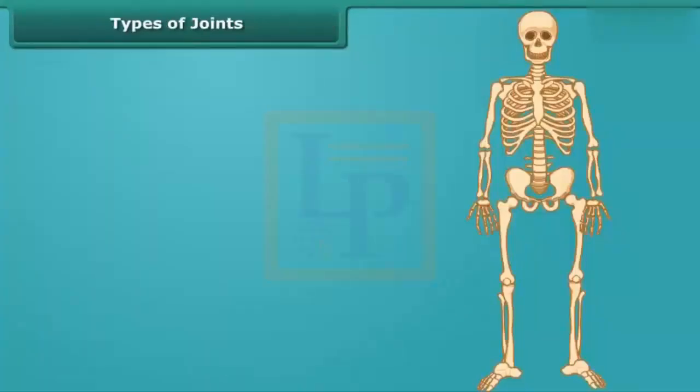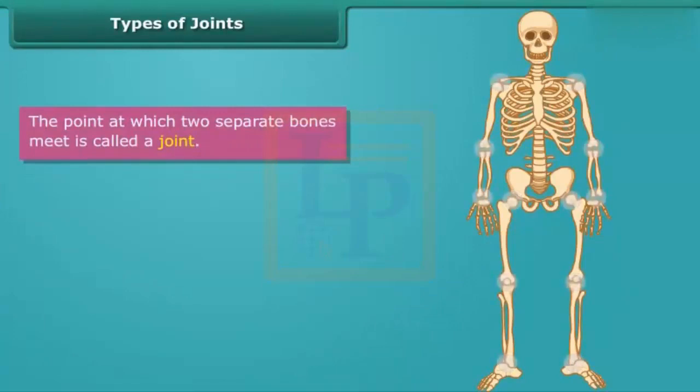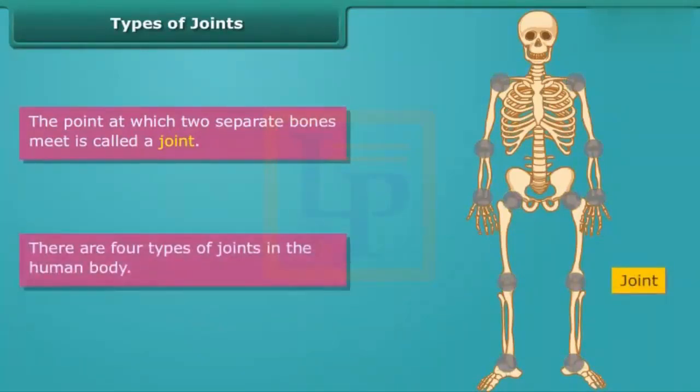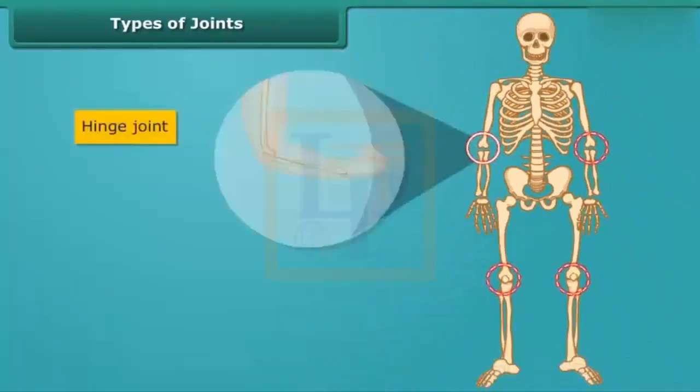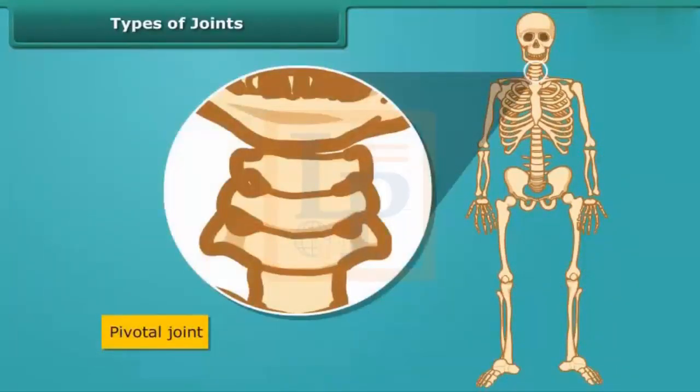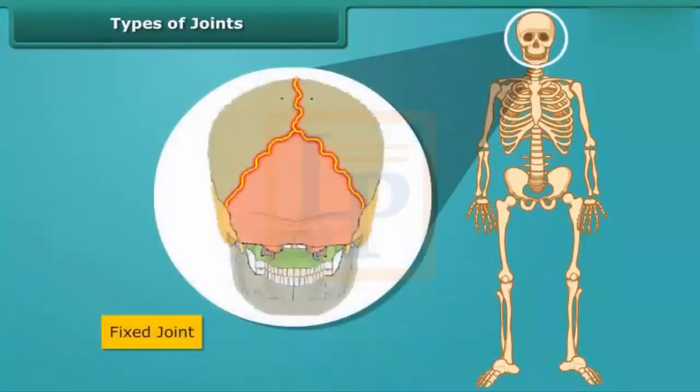Types of joints. We have just studied the bones. Now it's time to know the joints. The point at which two separate bones meet is called a joint. There are 4 types of joints in the human body. They are ball and socket joint, hinge joint, pivotal joint and fixed joint. Before learning about each joint in detail, let's have an activity.